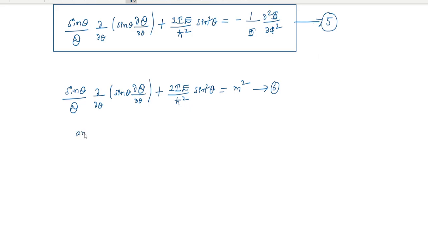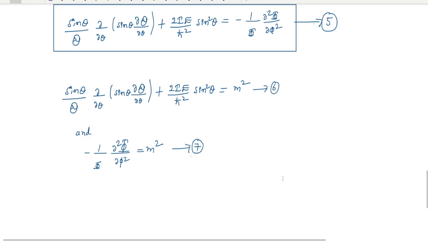And minus 1 divided by pi, partial derivative of pi divided by pi square equal to m square. This is equation number 7. So if you look here, as I said, both sides must be equal to the same constant. That's why I'm using m square here. Okay.